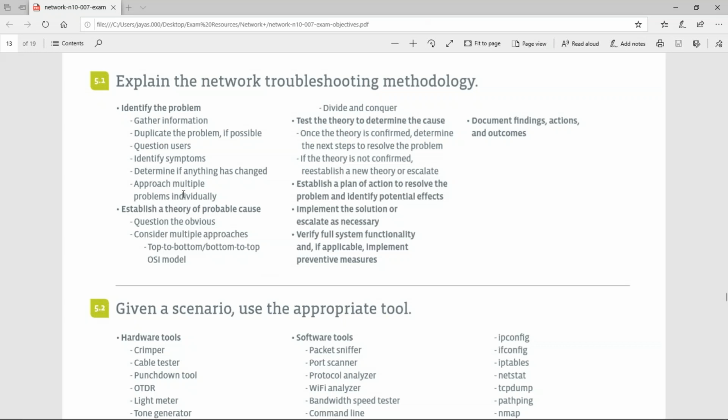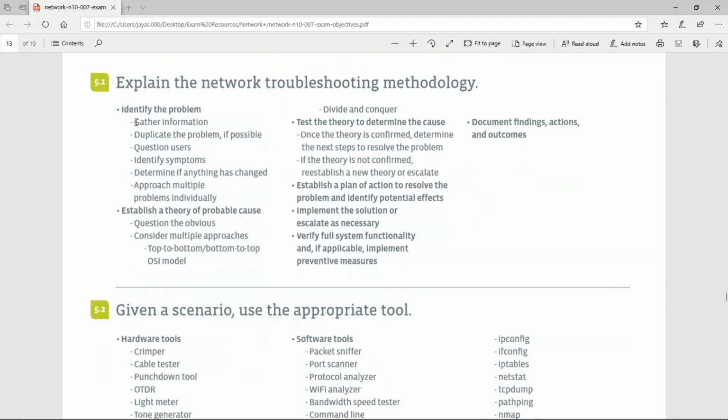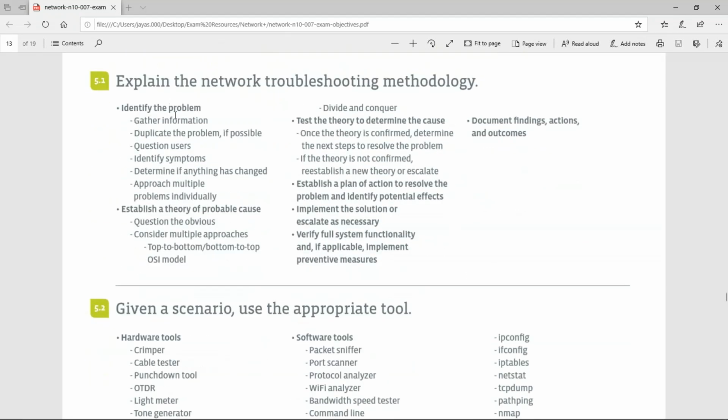Okay, so this is Net Plus, obviously, and we're just talking about the troubleshooting steps. The main thing that you want to do when you're going through any scenario is identify where you are in the process. Are you at the very beginning? Are you somewhere in the middle? Are you in a loop, going back and forth trying to figure out a theory of probable cause and testing it? Are you towards the end?